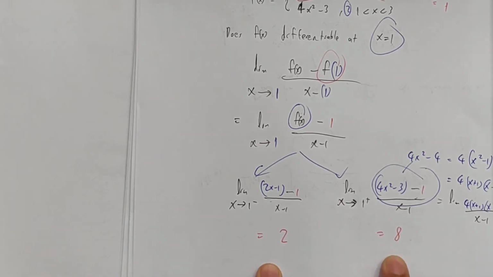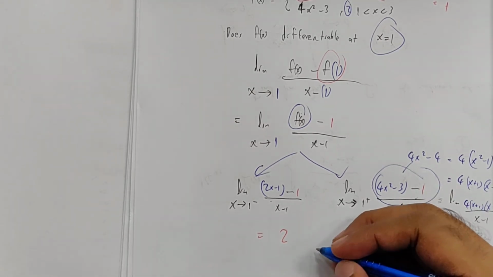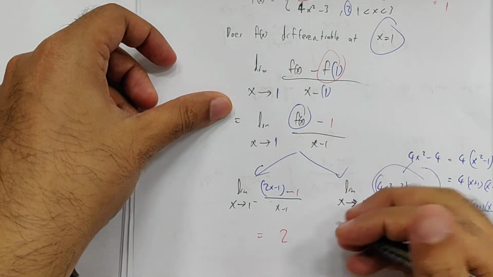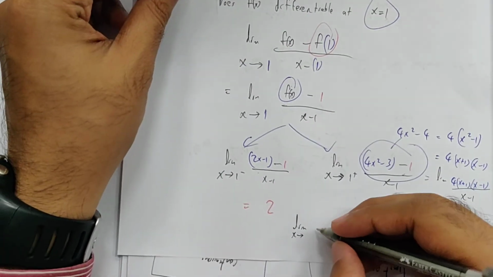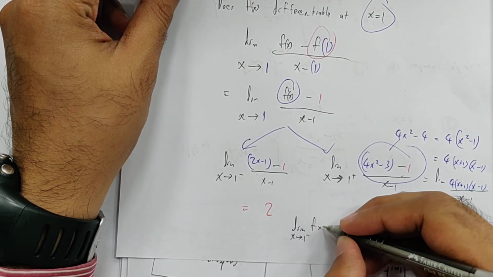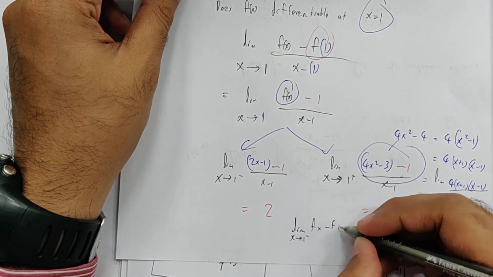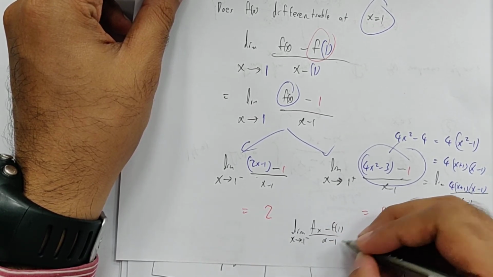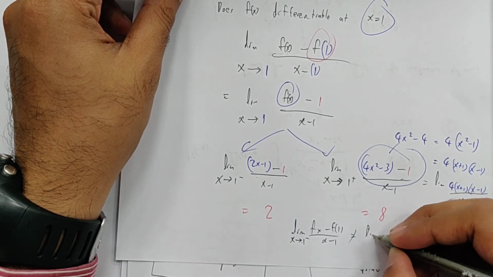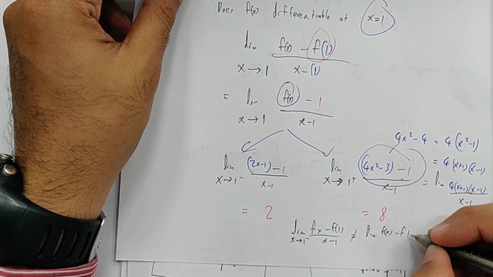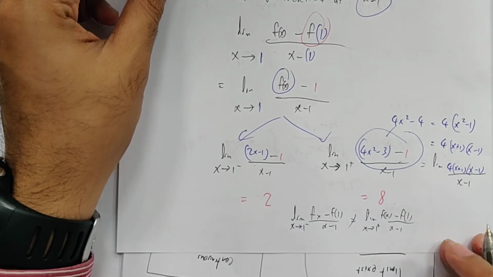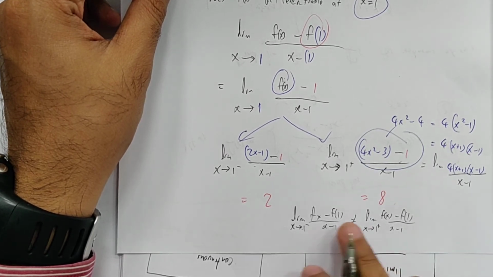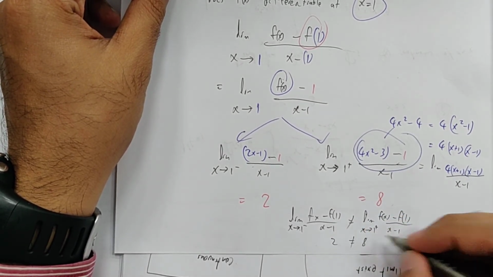Okay, you got 2, you got 8. What does it mean here? You need to say first they are not the same. You are right, it's not the same. Then only you say the limit does not exist. So here we're saying that from the left, f(x) minus f(1) over x minus 1 is not the same as from the right, f(x) minus f(1) over x minus 1. This is not your normal limit, okay? This is the differentiable limit. It's a very different case. Not the same. Another one is 2, another one is 8.